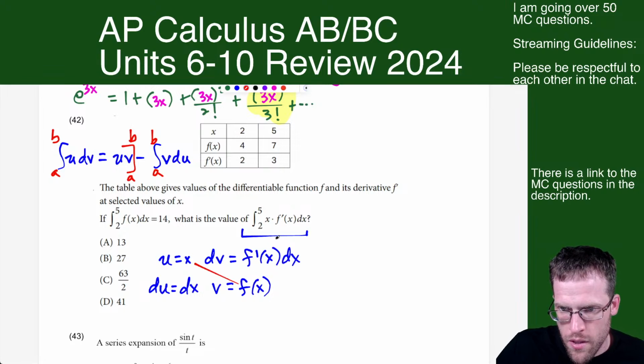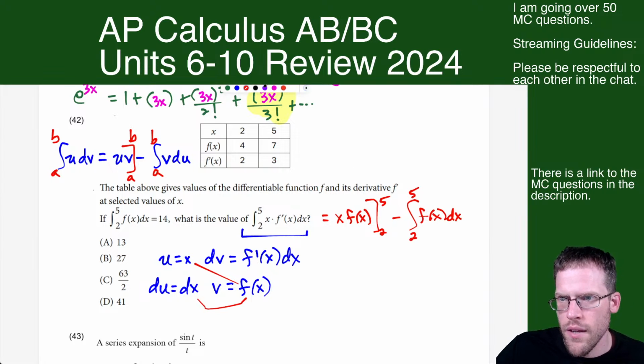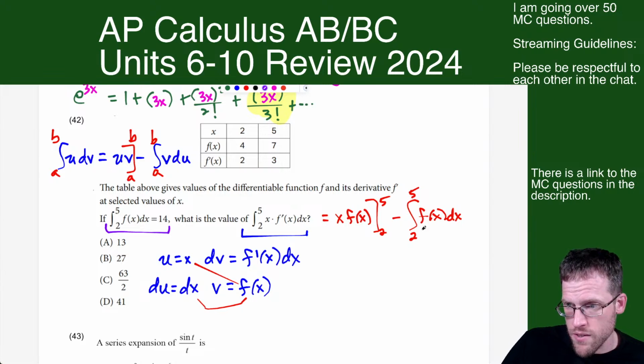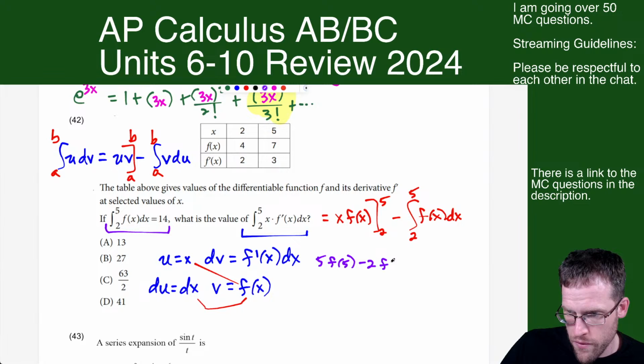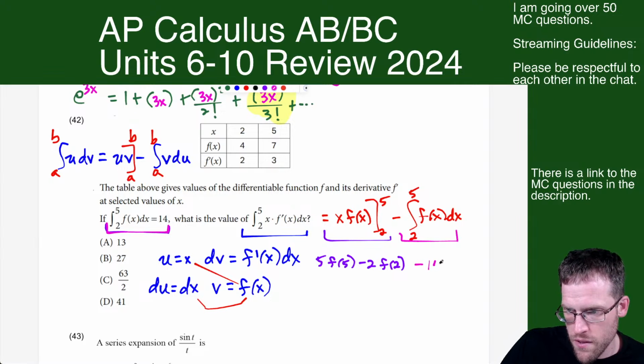So now I'm going to use the formula. So this is x f of x from 2 to 5, because it's a definite integral, minus v du is f of x dx, and this is from 2 to 5. Now, they told us the integral from 2 to 5 of f of x dx is 14. So in a moment, I'm just going to say minus 14. But first, I have 5 f of 5 minus 2 f of 2. That's this part. And then minus this part here.